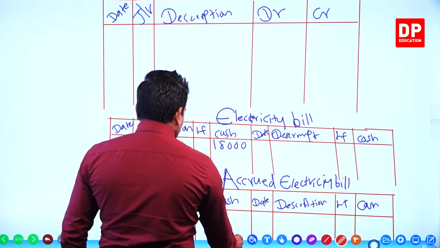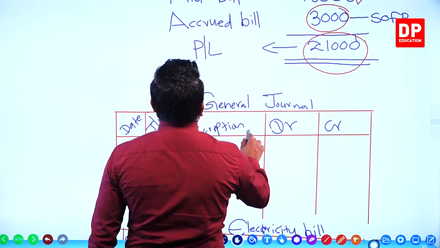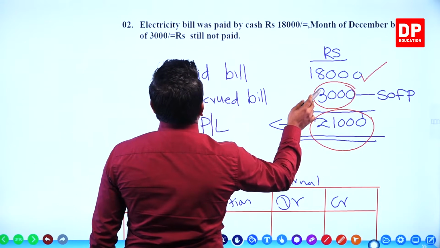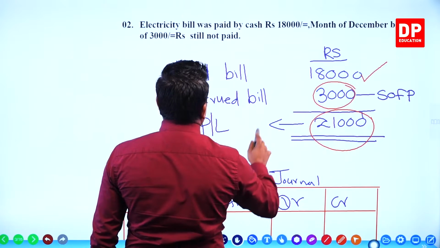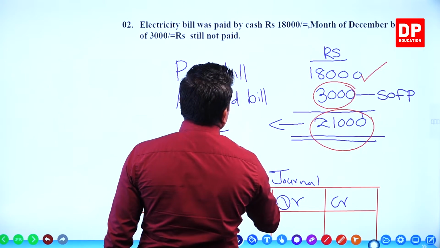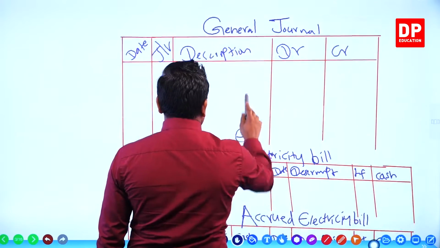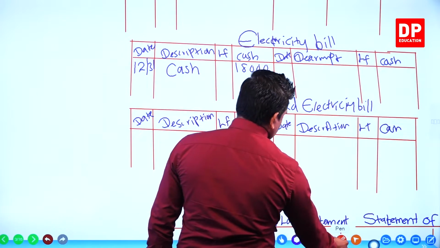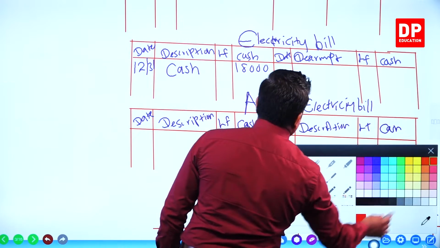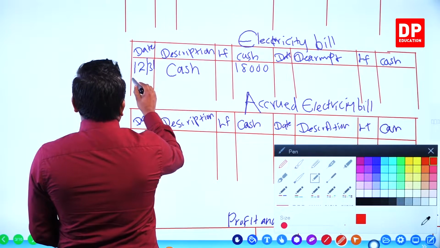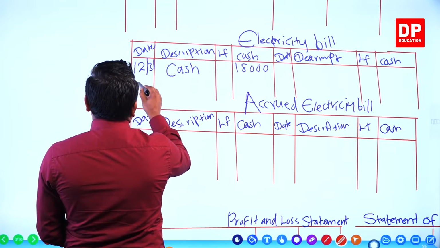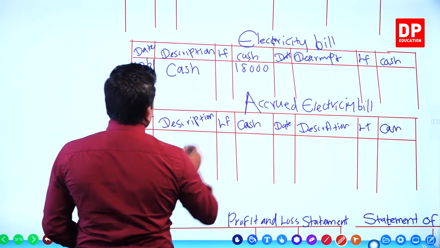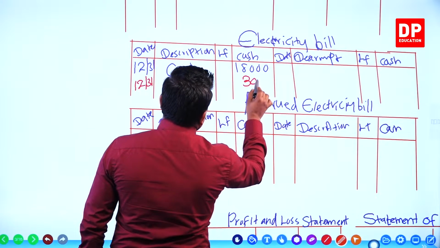Now, under the question, they have given the month of December bill, 3,000 is to be paid. It means accrued bill is 3,000. It is the value to be recorded here. I use another color to record the adjustment. 12/31st, same date if you want. Yes, same date you put 12/31st. 3,000 is the amount of expense to be paid.